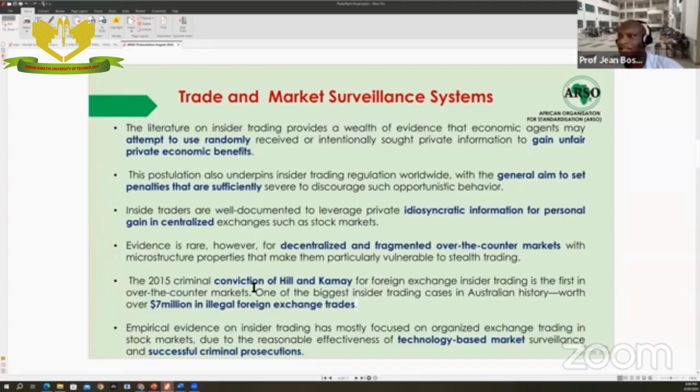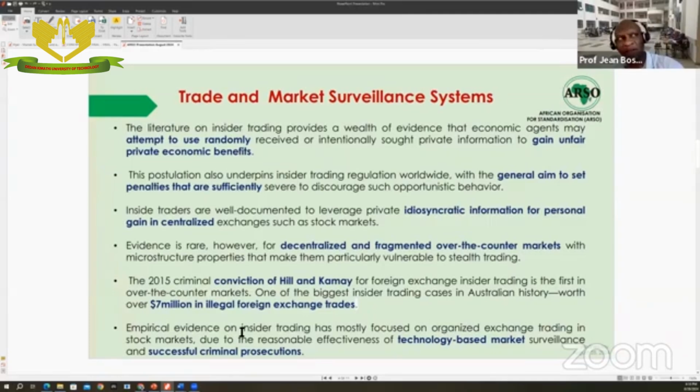We had a case in 2015 of the conviction of Hiren Kamai from Australia, because this person managed to get $7 million in an irregular foreign exchange. You can read much more about this case. But there is also other evidence showing possibilities. How can you use technology-based models or technology-based markets to deal with these criminals? Or how can you have the criminals prosecuted? Those are the things we are thinking about.